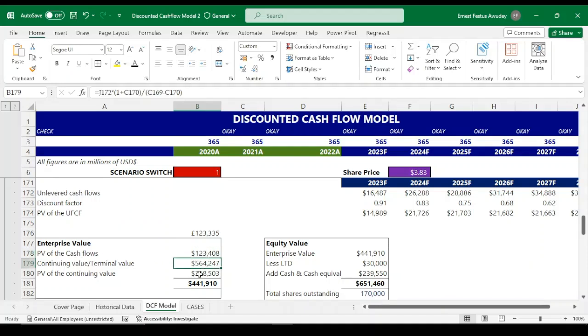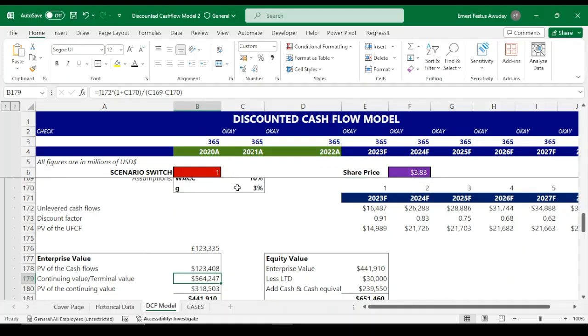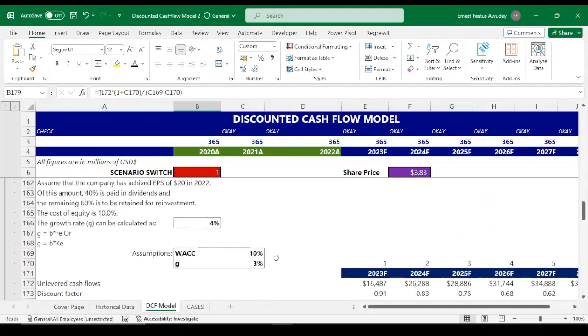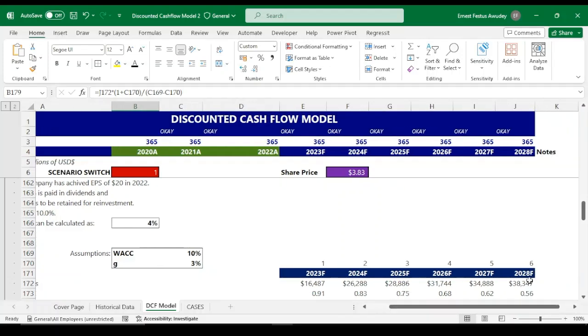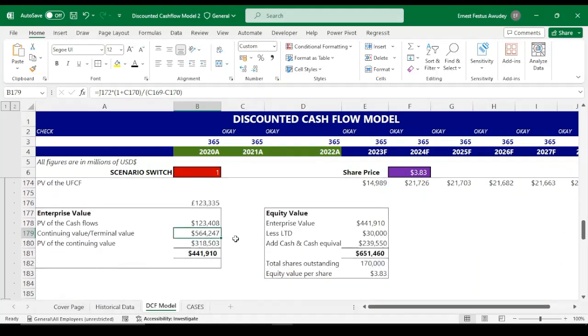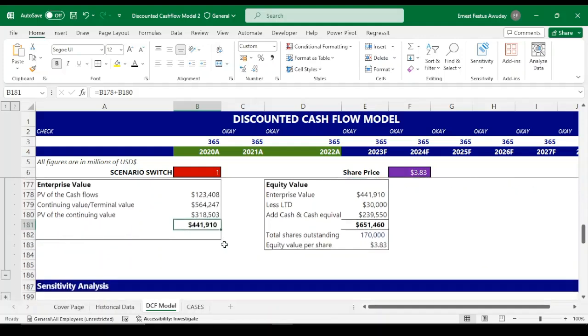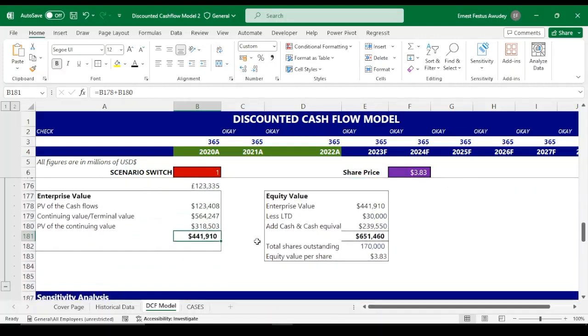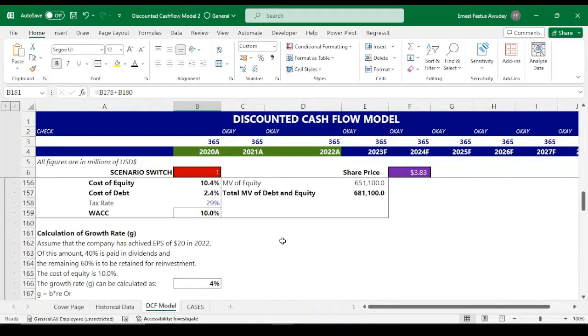Okay, and then we calculated the continuing value or the terminal value using the growth rate here. So the growth rate, as I said, is used to determine how our cash flows are going to grow beyond the forecast period here. And so we use that in calculating the continuing value. And then we used the enterprise value here to determine our equity value as well. So the rest follows the same logic. So that is what we have in this particular video.